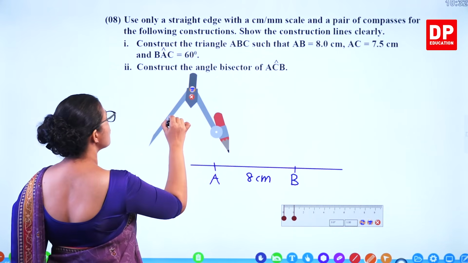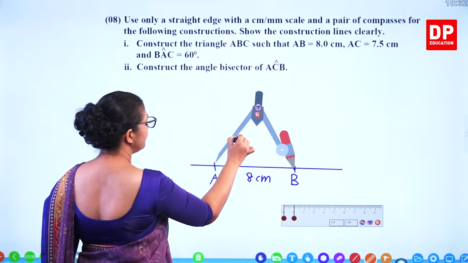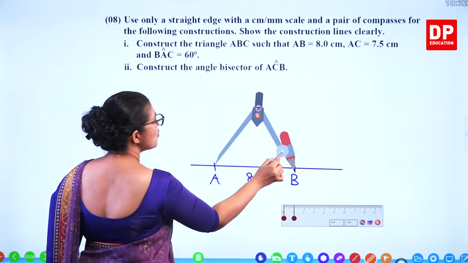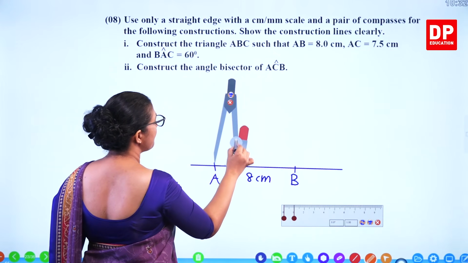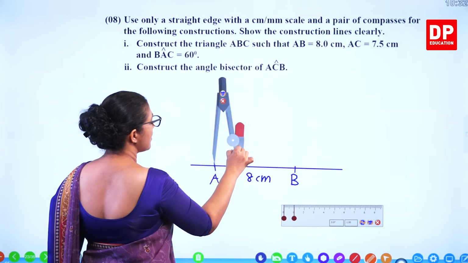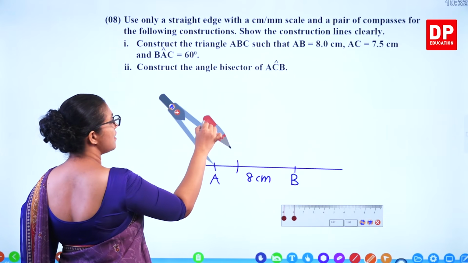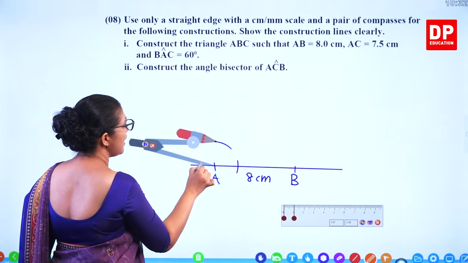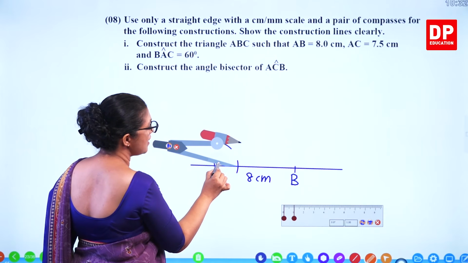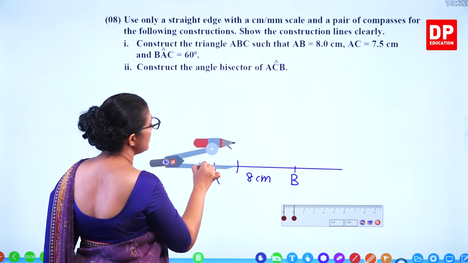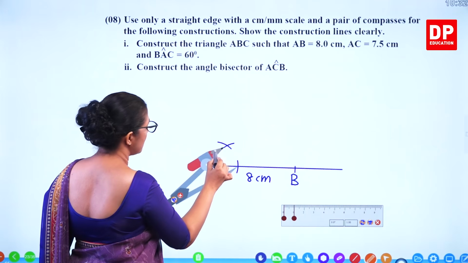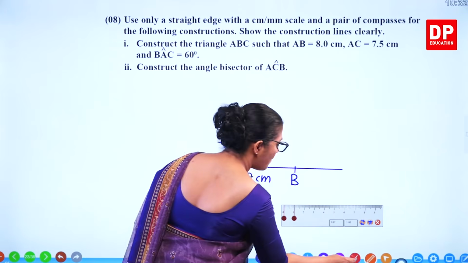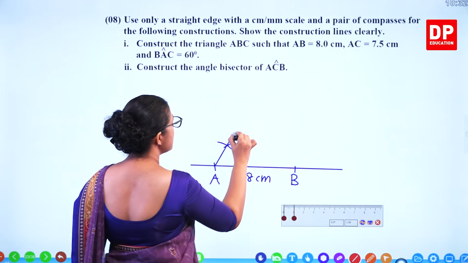Then angle A is 60. So you have to construct a 60-degree angle at point A. Take a certain length, draw an arc here and an arc in the middle. Again, take the same distance, keep on top of this point and mark the other arc. So now we have a 60-degree angle.